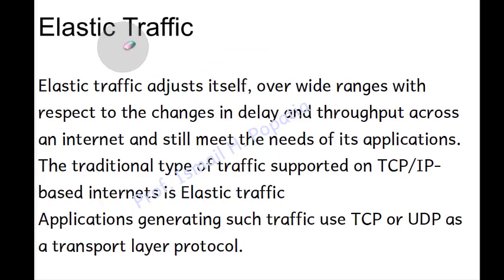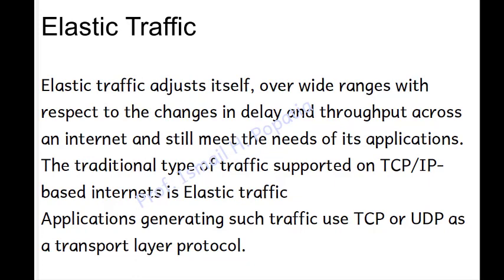So what is the meaning of elastic traffic? In the case of elastic traffic, this traffic adjusts itself over wide ranges with respect to changes in delay and throughput across an internet and still meets the needs of its applications. So this type of traffic can adjust itself. If there is any delay or any throughput required, the data rate may change automatically, so that there is some adjustment.